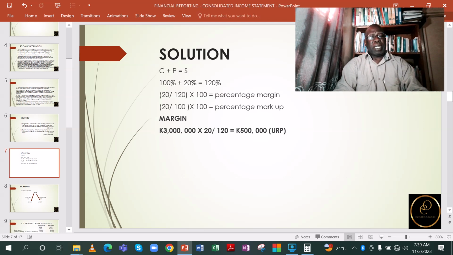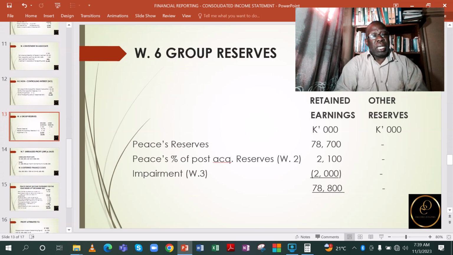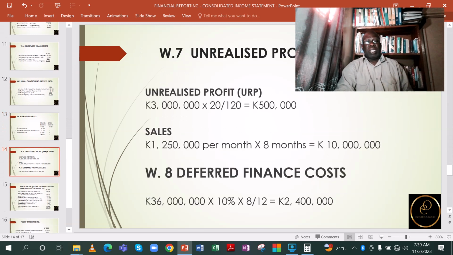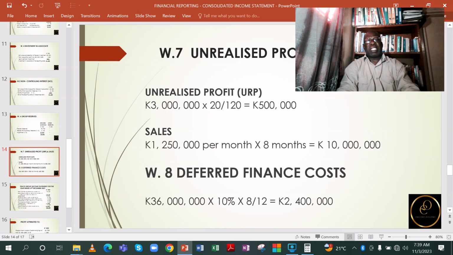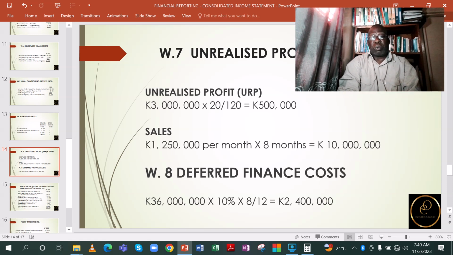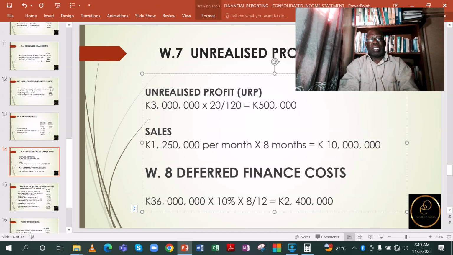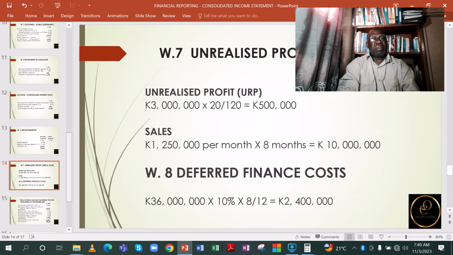So here I've done some calculations for you and worked out this one. So you see this, the 3 million unrealized profit is the 500,000 you are seeing there. And the sales for the 8 months when the stable company was part of the group in 2021, the total sales made were 10 million kwacha. Okay, so that's how it is. So that's what we have.